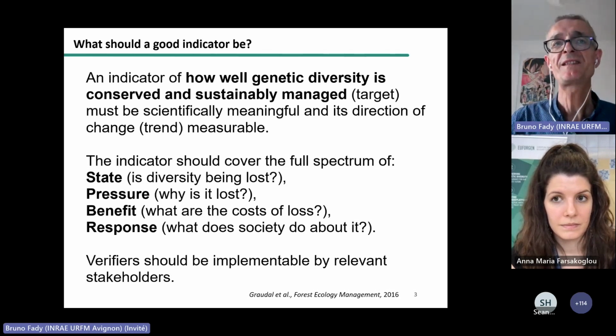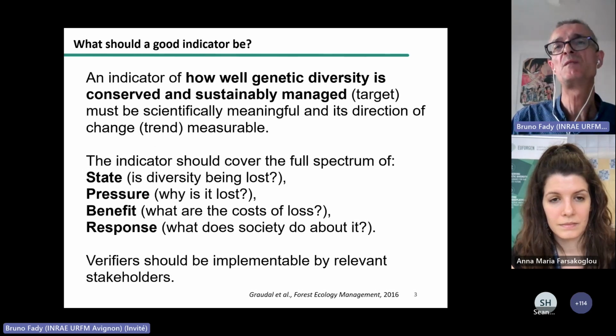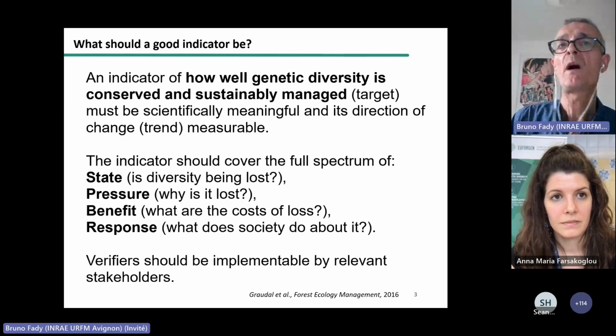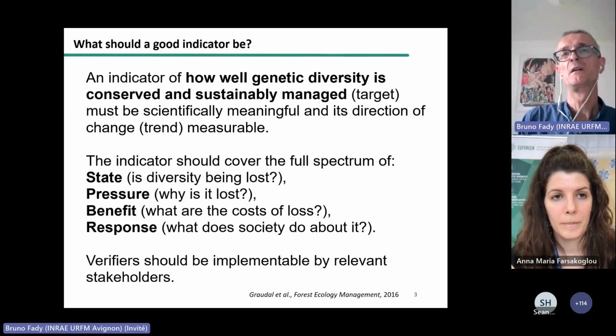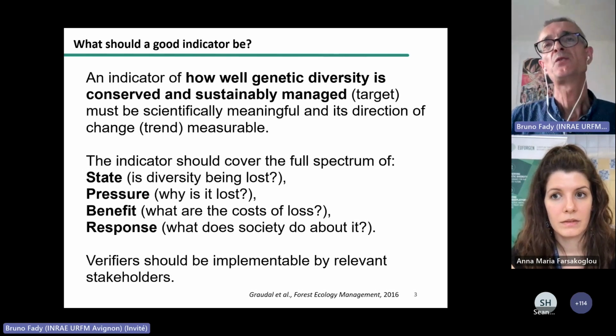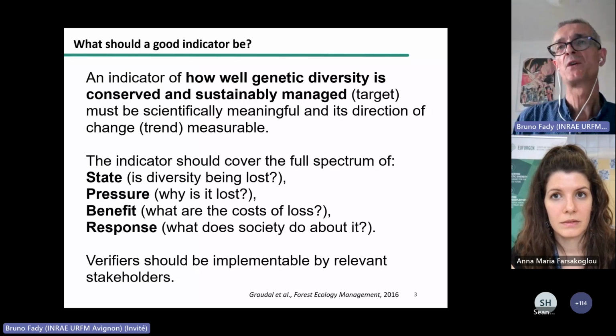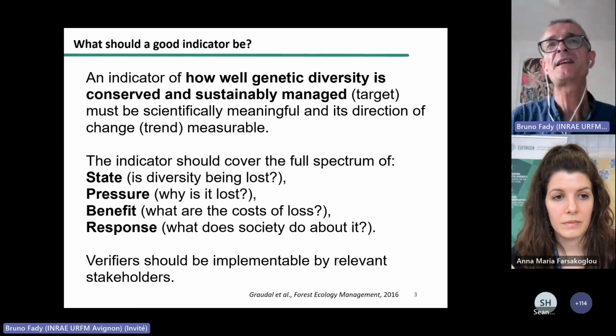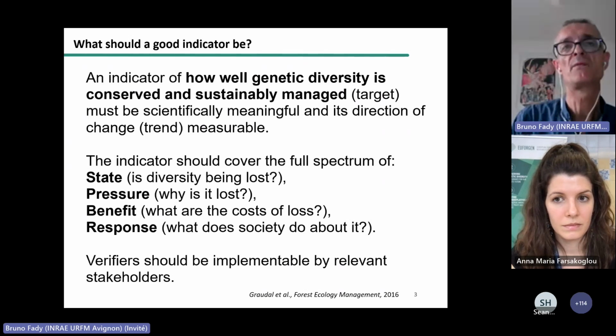So indicators should actually be four things. They should state the problem: is diversity being lost, in our case? They should indicate why it is lost: what's the pressure on the system? They should also assess what the cost of the loss would be, so those would be benefit indicators. And then they should assess what society needs to do about it, so that's the response indicator. A good set of indicators needs to have all four of those things together.